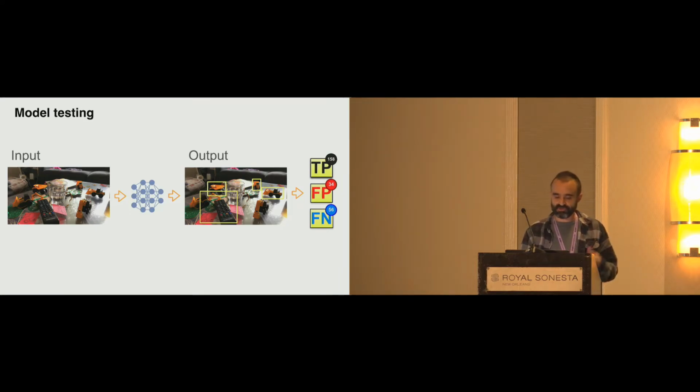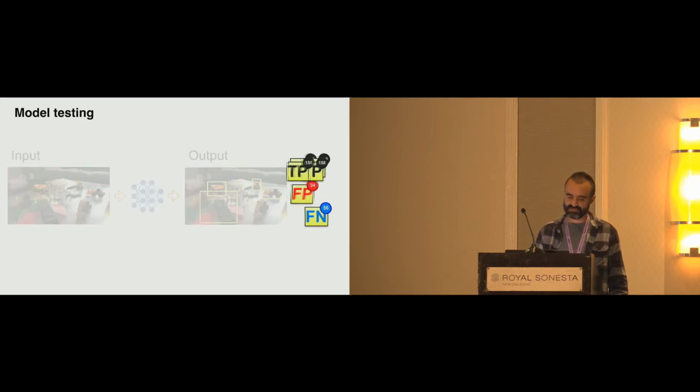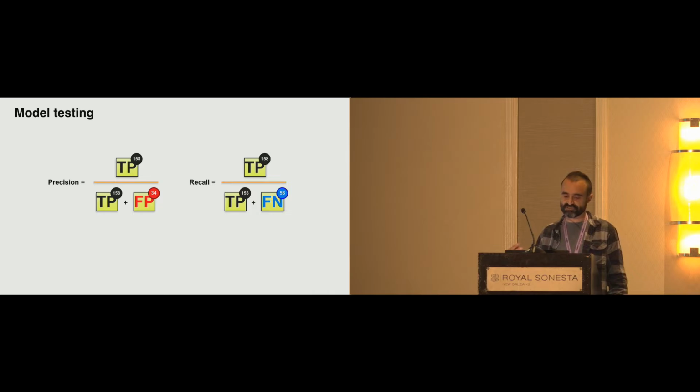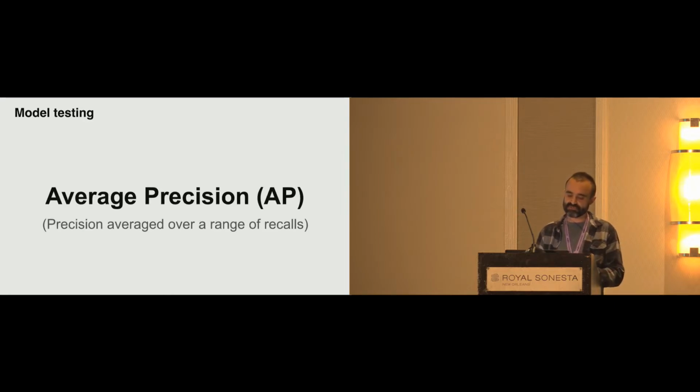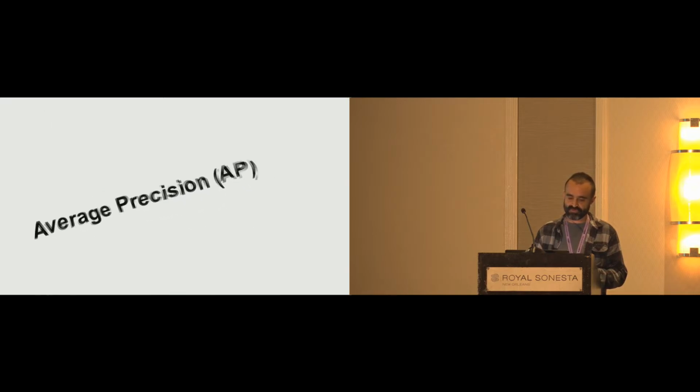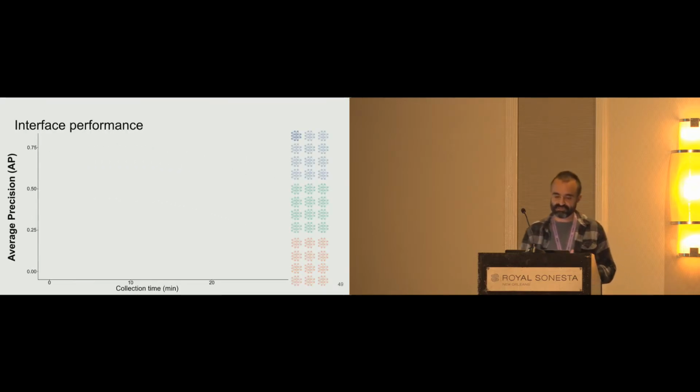So over the 120 test images, we count up the true positives, false positives, and false negatives, and use those to calculate precision and recall. Precision tells us out of all predictions made what fraction are good. Recall tells us out of all the things to be detected, how many were actually found by the detector. And then we combine these into a single score called average precision, which basically averages precision over a range of recall values. Now that we have a single detection score for each model, we can plot it against collection time.